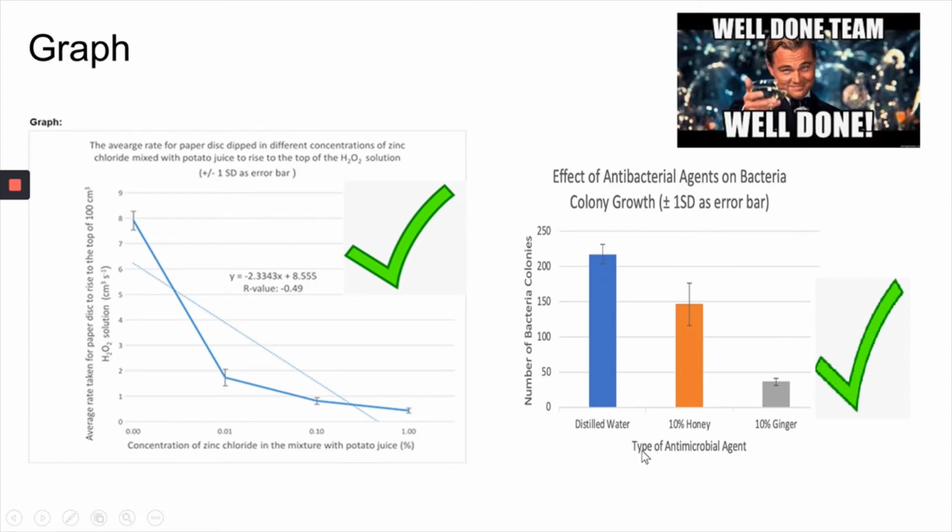Okay, and then this one is a discontinuous. So for example, they're looking at the type of antimicrobial agents: distilled water, honey, and ginger. Okay, and then they're looking at the number of bacterial colonies. Again, you can see that there's no trend line because this is discontinuous, it's not related. And you can see that there's an SD error bar. Okay, so the student has clearly mentioned that the error bar is made up of the standard deviation. Okay, so these are good examples.